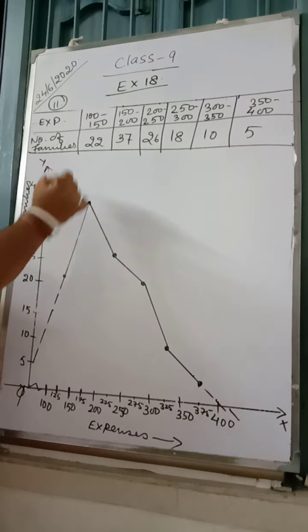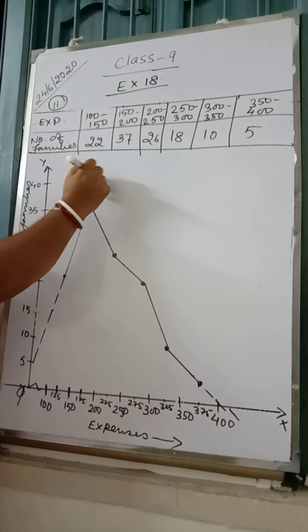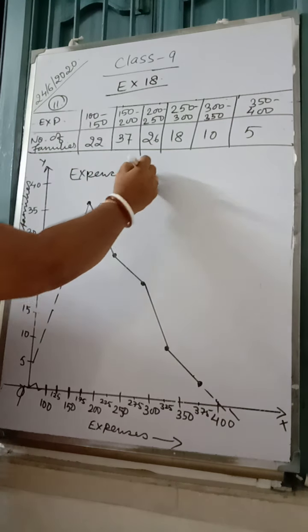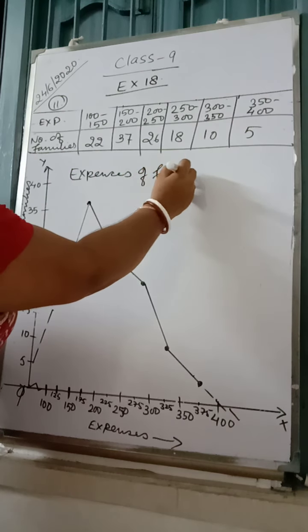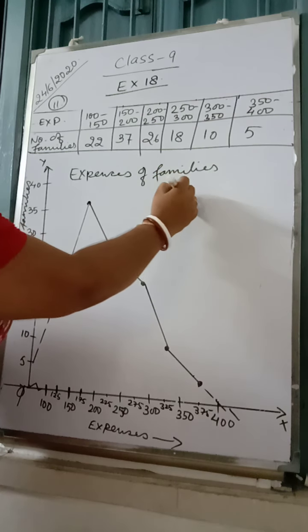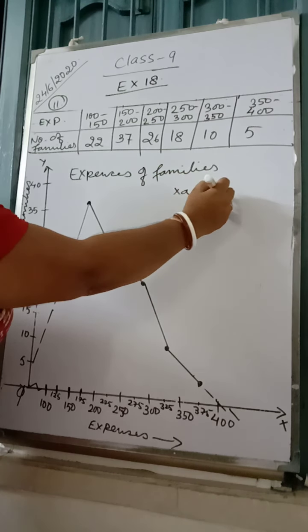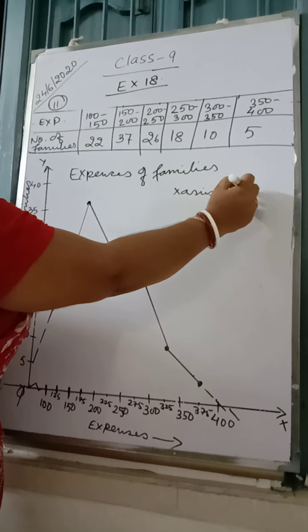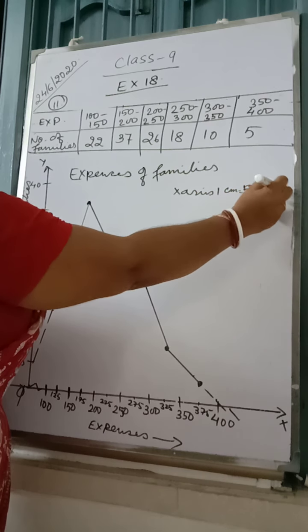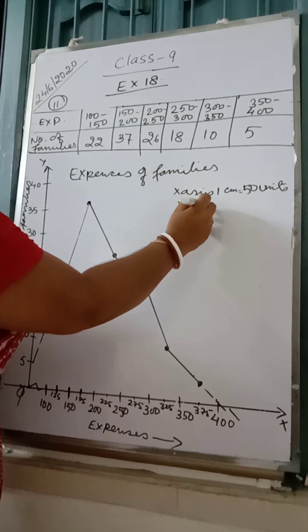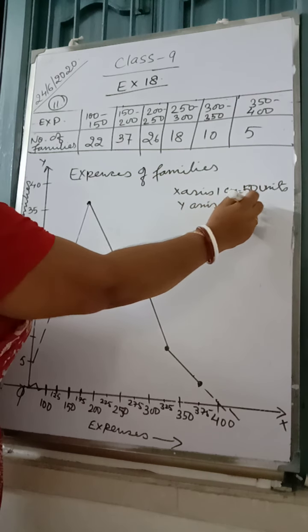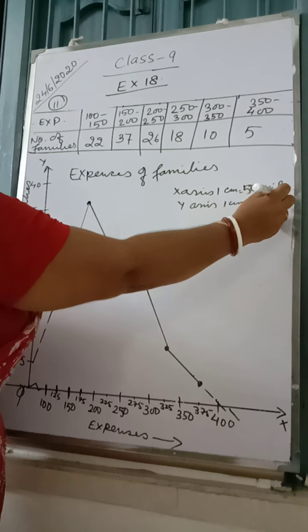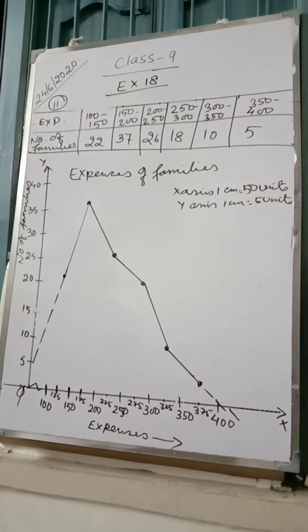Now here we will be writing expenses of a family on the x-axis, 1 centimeter is 50 units, and on the y-axis, 1 centimeter is 5 units. So this is called a frequency polygon without the bar, without the histogram. Okay. So number 14 and number 12 you have to do.